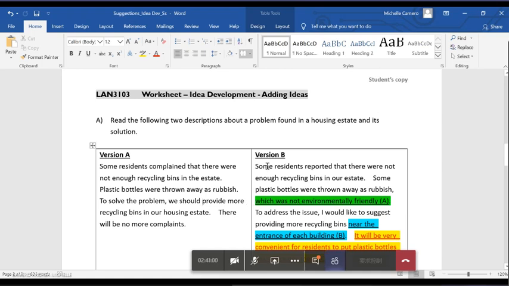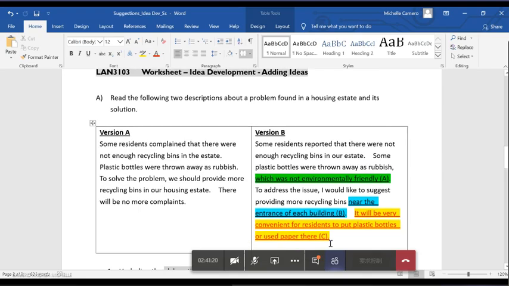Okay, let's compare it to version B. Some residents reported that there were not enough recycling bins in our estate. Some plastic bottles were thrown away as rubbish, which was not environmentally friendly. To address the issue, I would like to suggest providing more recycling bins near the entrance of each building. It will be very convenient for residents to put plastic bottles or used paper there. All right, so I said that this one has more added ideas. Okay, so let's talk about them.